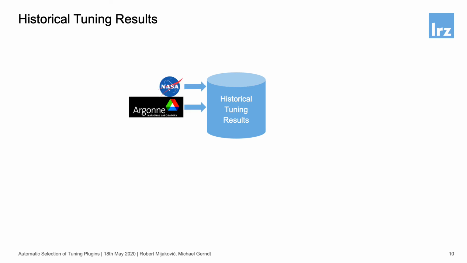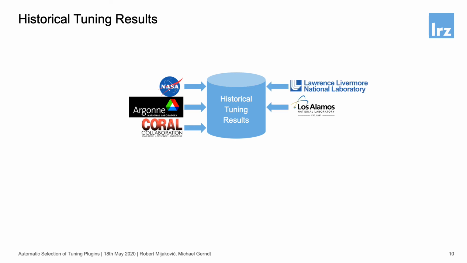Therefore, to train and evaluate the proposed methods, we have used datasets collected on a wide range of benchmarks from benchmark suites of leading US agencies, laboratories, and their collaborations, such as NASA, Argonne National Lab, Coral, a collaboration of Oak Ridge, Oregon, and Livermore, Lawrence Livermore National Lab, Los Alamos National Lab, and the Mantevo project.